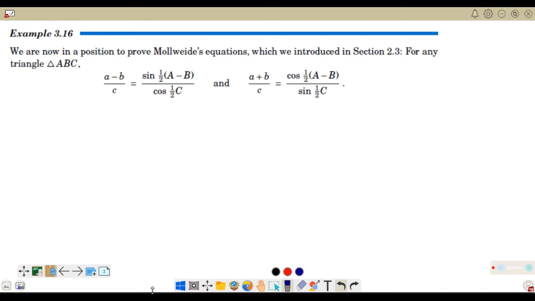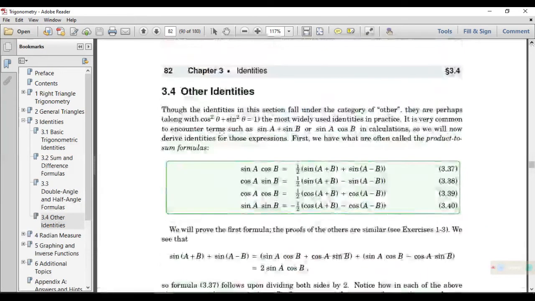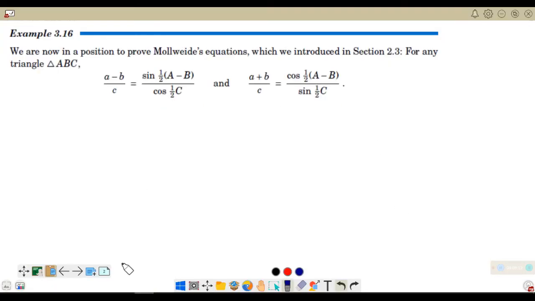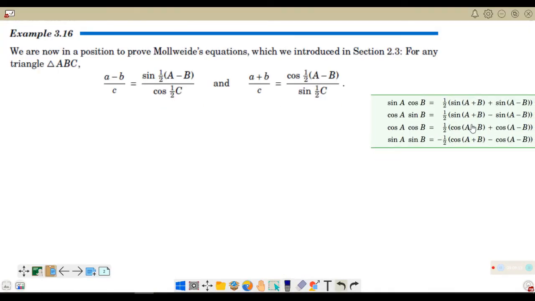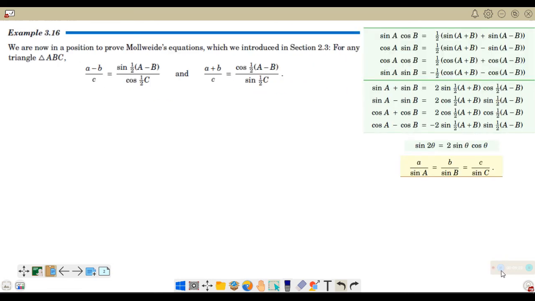Okay, so before we continue, let me paste the equations that we will be using para madali natin siyang nakikita. Okay, now we have, I think, all the equations that we are going to need in proving the Morley's equation. Start tayo dun sa angle na C.